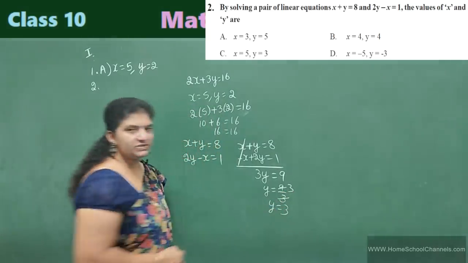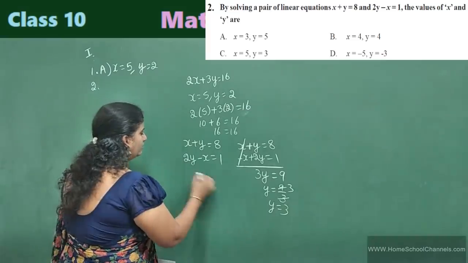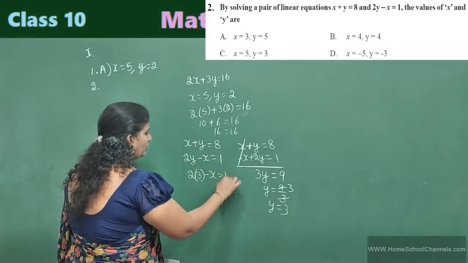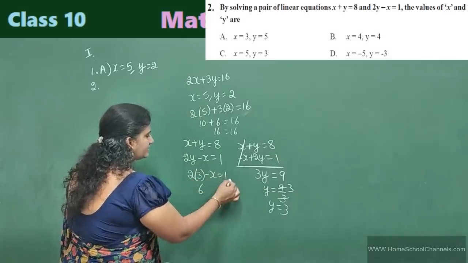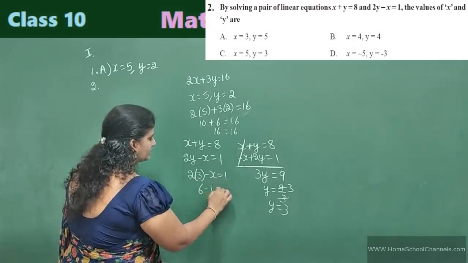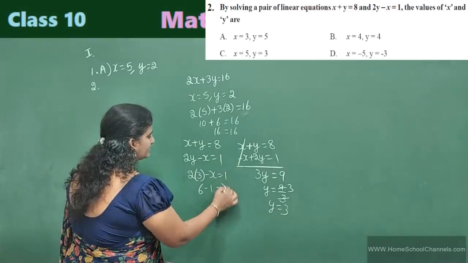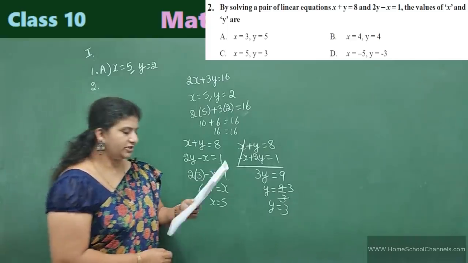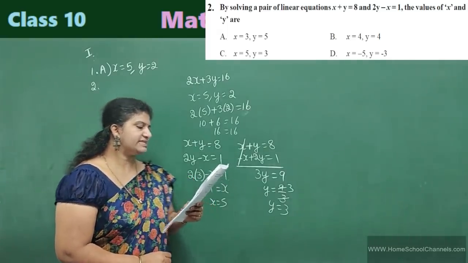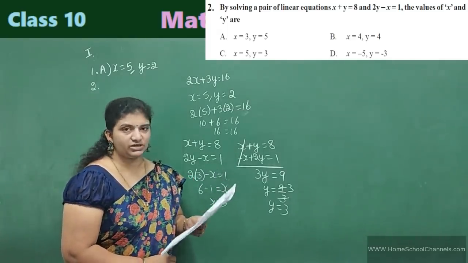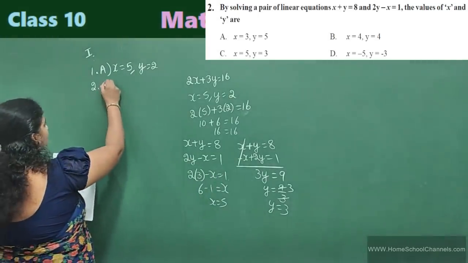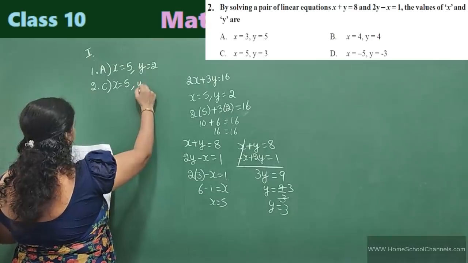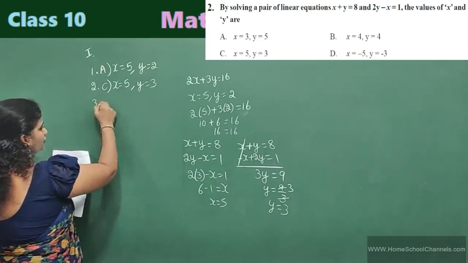And thus, substitute y in any one of the equations. Let me substitute in this one. 2 into 3 minus x is equal to 1. 2 3s are 6. Bring this 1 to this side, minus 1. Minus x on the other side. Therefore, x is equal to 5. Check the options. Option C, x is equal to 5, y is equal to 3 is the right answer. x is equal to 5 and y is equal to 3.